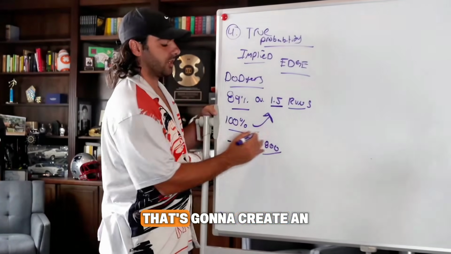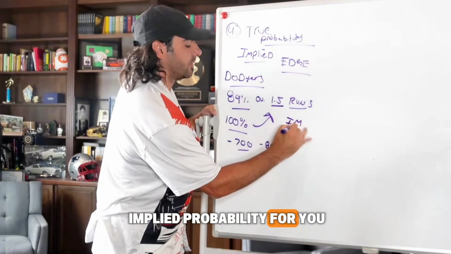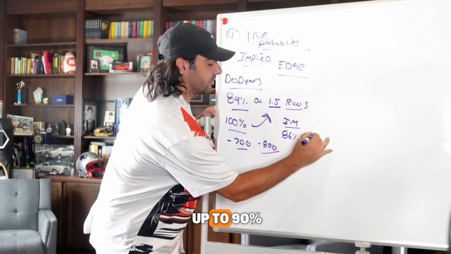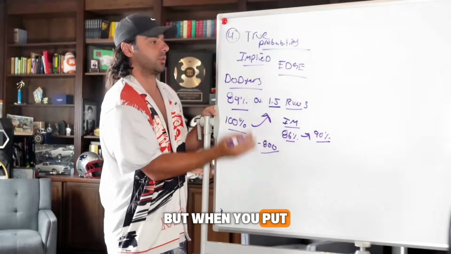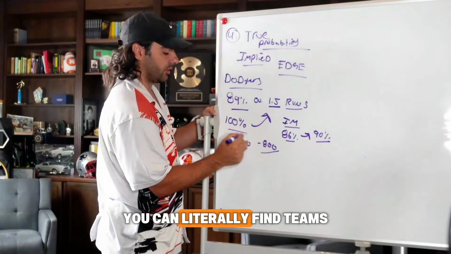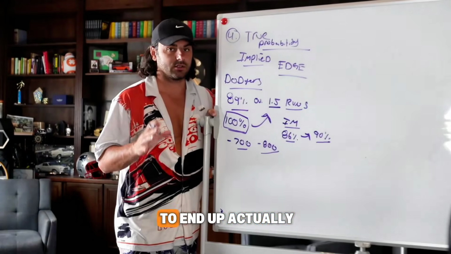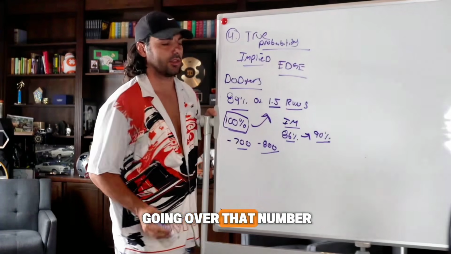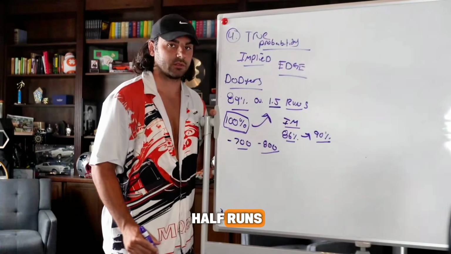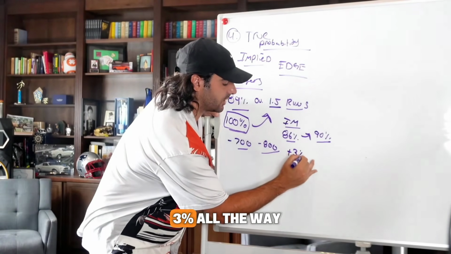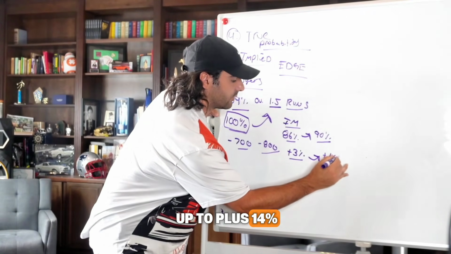But what that's going to do is create an implied probability for you from anywhere from 86% up to 90%. But when you put the filters on that I just showed you, you can literally find teams that are nearly guaranteed to end up actually going over that number of 1.5 runs. So your edge could be anywhere from plus 3% all the way up to plus 14%.